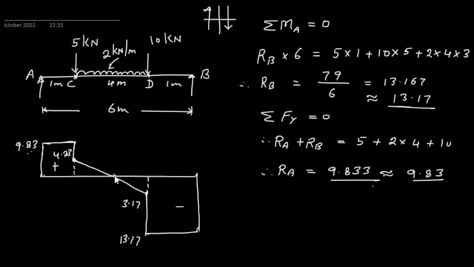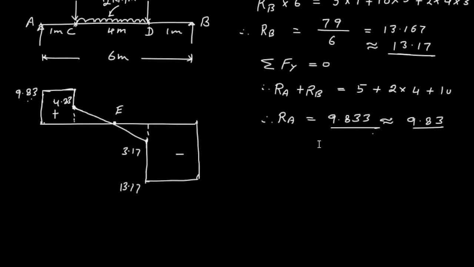Now this point where it is crossing this axis is very important for me. So A, B, C, D, I will name this point as E. Why is this important? Because the point where you get zero shear force, the bending moment is maximum. So this point is important for me. Now how will I calculate at what distance this point is? For that, the criteria of similar triangles will help me out.